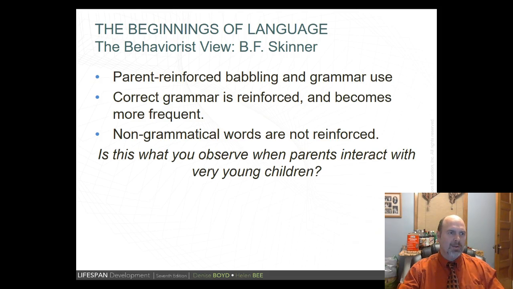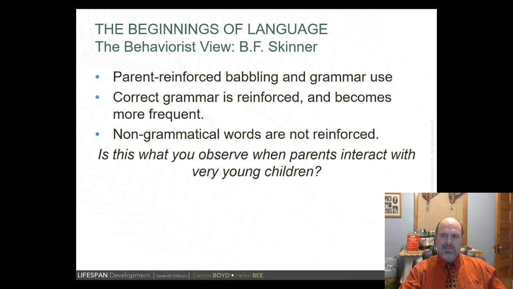So let's take a look. B.F. Skinner talks about parents reinforcing babbling and grammar. That correct grammar is reinforced and becomes more frequent. A lot of times he said that the parent will respond with either reinforcement or withhold reinforcement if they didn't use appropriate words. Sometimes they'll reinforce correct grammar by repeating the appropriate version. So if a baby says "baba," the parent might say, "You want your bottle?" And so they'd be modeling appropriate behavior. Is this what you observe when parents interact with very young children?